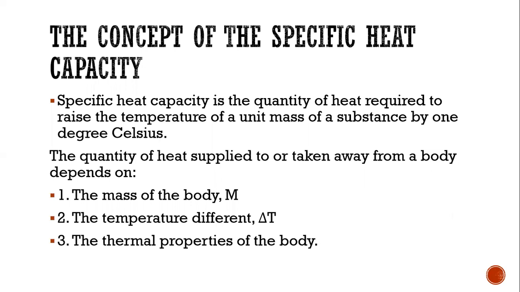Now the quantity of this heat supplied to or taken away from a body depends on various factors. The first one is the mass of the body. The second one is the temperature difference, which is obtained by subtracting the initial temperature from the final temperature, and the third is the thermal properties of the body. Here we're talking about the properties of a body to contract with heat.